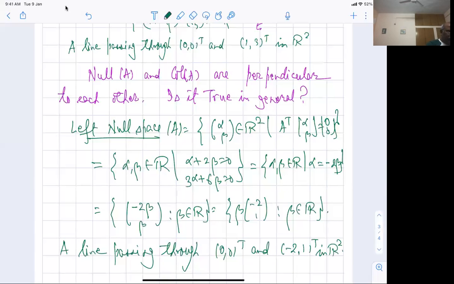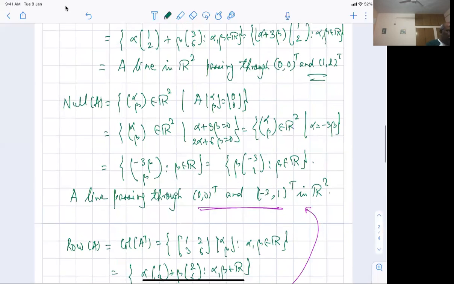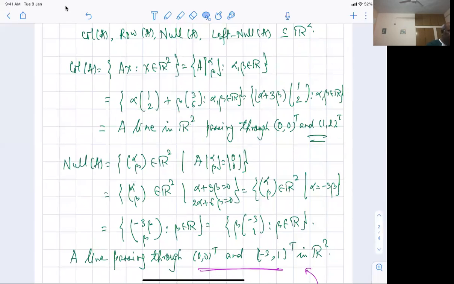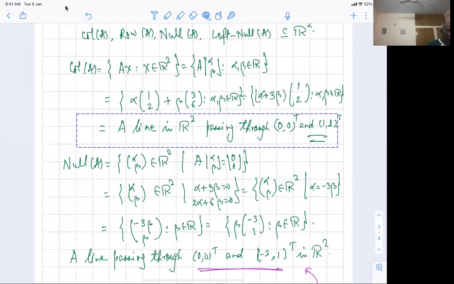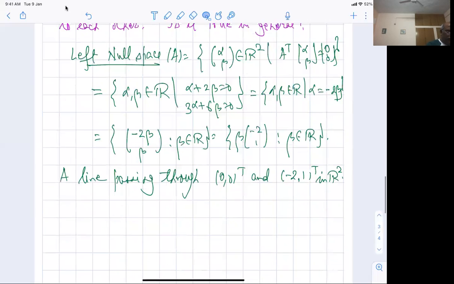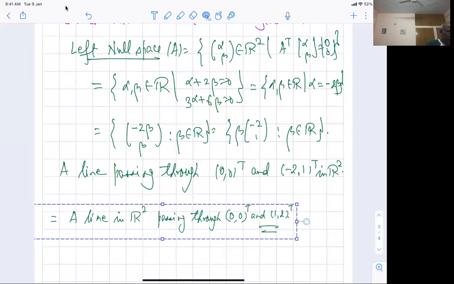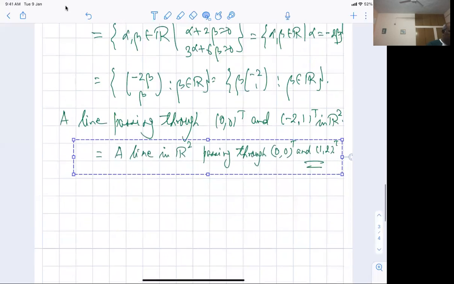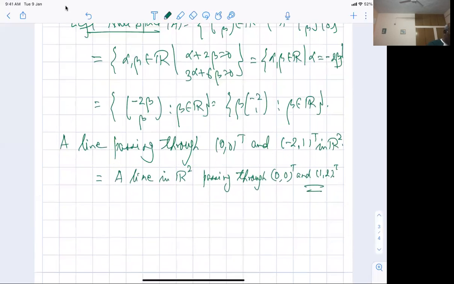So I'd like you to see that. Let's look at this part. So if I look at the column space and the left null space, so let me write it here. So this was our column space of A. This is what we had seen. So again, note here that these two are perpendicular. The vector 1, 2 is perpendicular to minus 2 comma 1.